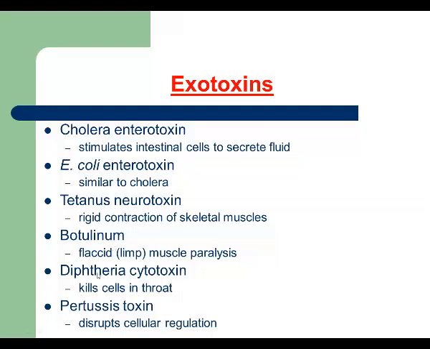The next one is diphtheria cytotoxin. We call it cytotoxin because it kills epithelial cells of the throat. And the last one is pertussis toxin. Pertussis toxin can irritate the cough center in the human brain.